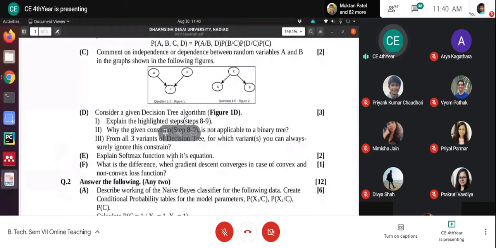So if you just look at question 1F, it is related to gradient descent convergence. You need to identify what is the difference when it converges in the case of a convex graph and in the case of a non-convex graph, or you can say in the case of a convex and a non-convex loss function. Ultimately, we'll represent that loss function as a graph, right?